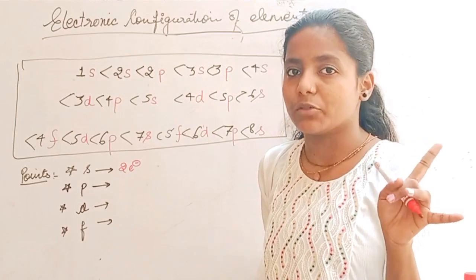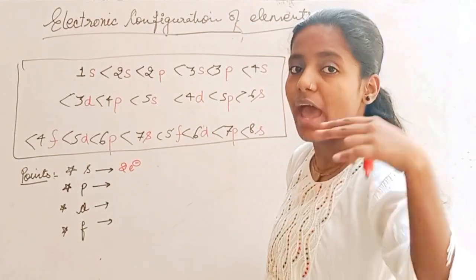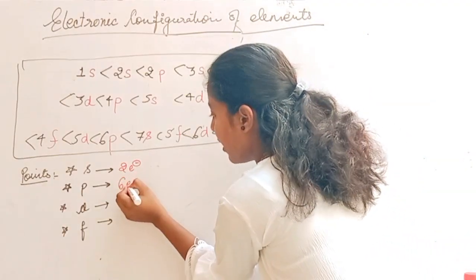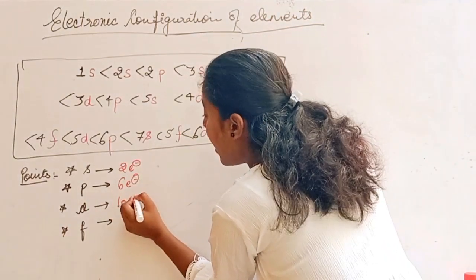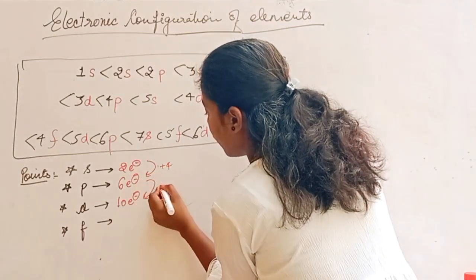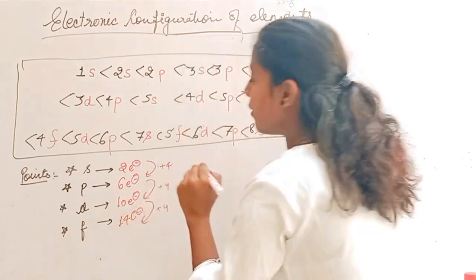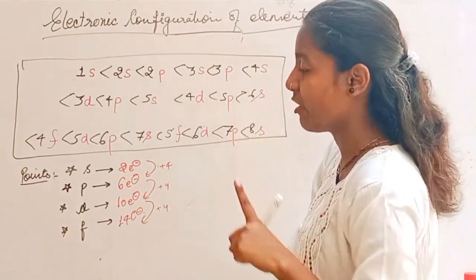What is required is that in S you remember there are 2 electrons. Adding on 4 you get 6 electrons. Again adding on 4 you get 10 electrons. And again adding on 4, you get 14 electrons. So by this way, you can easily remember how many electrons each subshell holds.